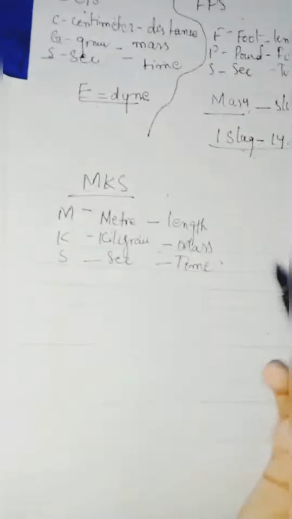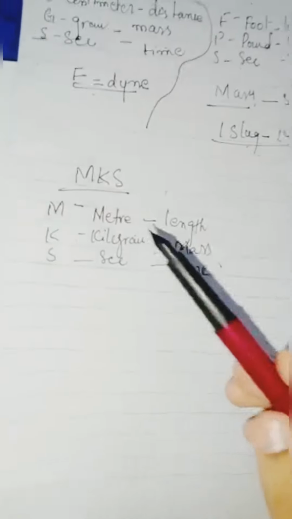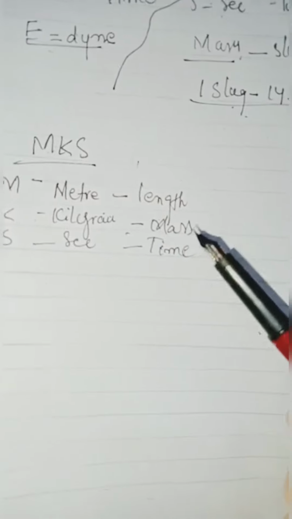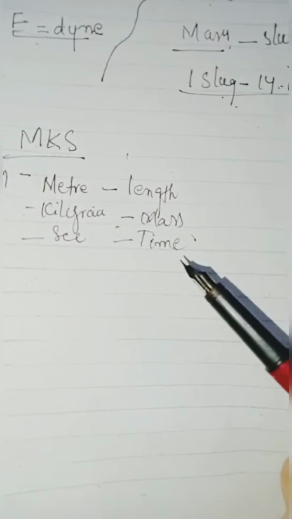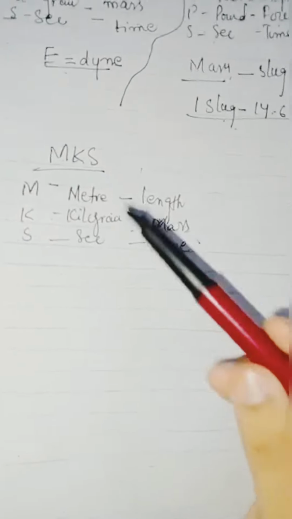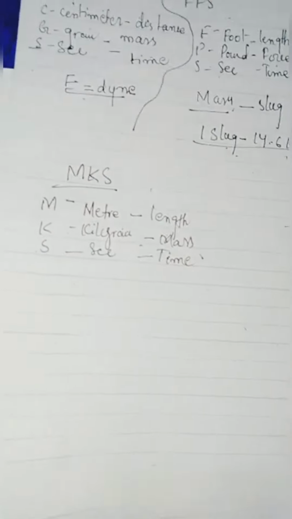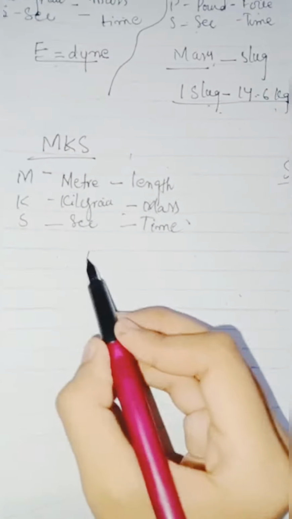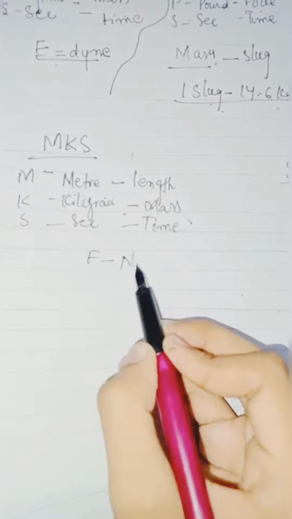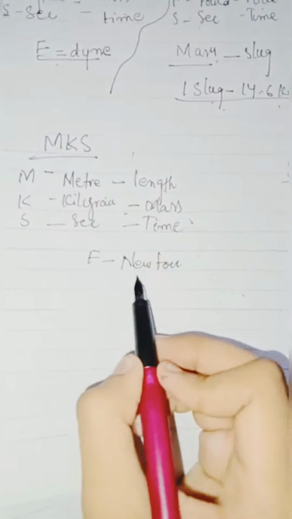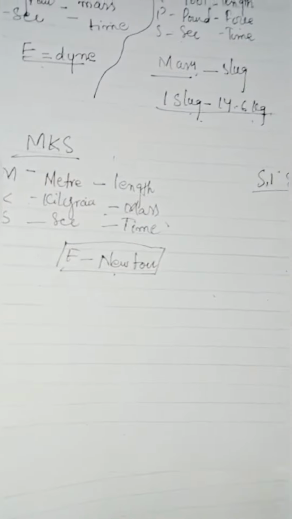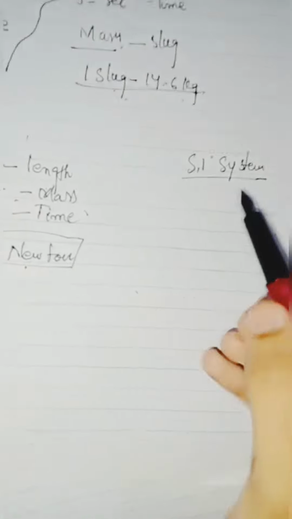So instead of all these, there is now one system going on, that is SI system. Talking about the MKS system, the unit of length is meter, the unit of mass is kilogram, and the unit of time is second. These three are the fundamental quantities in MKS system, and the rest are derived quantities. For example, the unit of force is Newton, which is a derived quantity in MKS system.